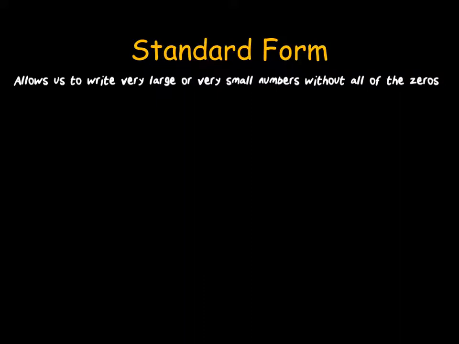Often, equations in physics will ask you to work in standard form. This allows us to write very large or very small numbers without all of the zeros. To do this, we write it as times 10 to the power of however many zeros there are. This makes the numbers far more manageable to work with. In order to do this, we move the decimal point left or right. For example, the number 0.017 can be written as 1.7 times 10 to the minus 2. This is done by moving the decimal point.